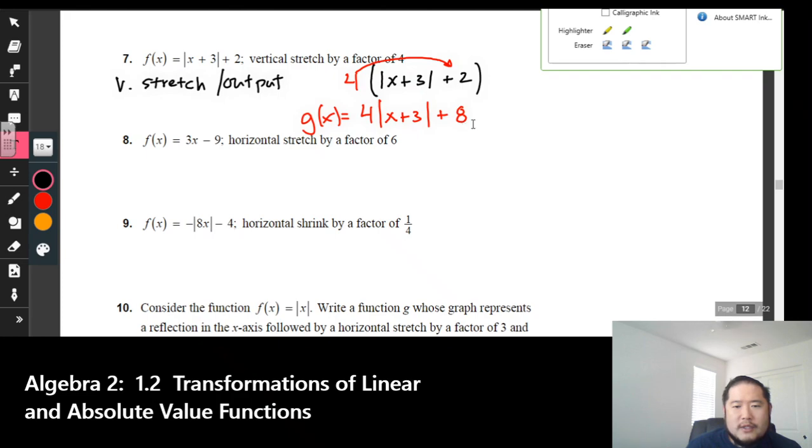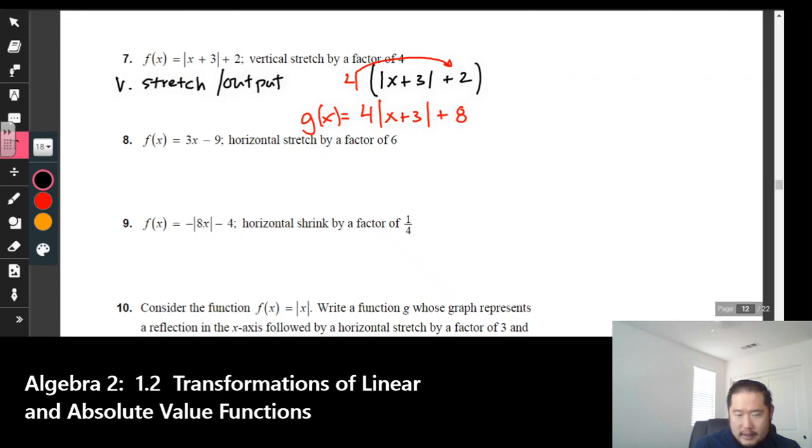What I see a lot of students actually miss is the fact that they'll distribute it to the x at x plus 3, but then they forget that it also impacts the y-intercept of, and that's why that right there turns into 8. Let's take a look next up at number 8.